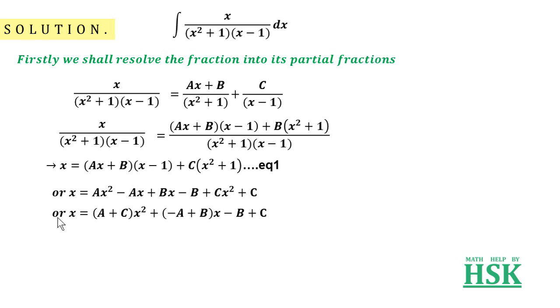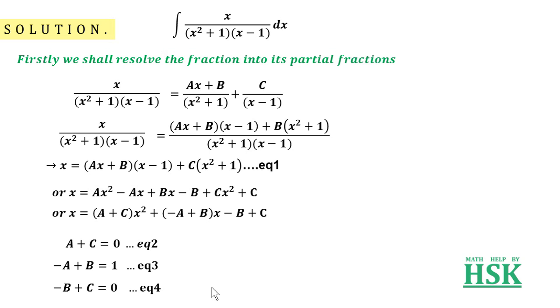Okay, now in the left hand side I have no term containing x square, right? So therefore coefficient of x square, that is a plus c, would be 0. I mark this as equation number 2. Similarly, the coefficient of x in left hand side is 1 and right hand side minus a plus b. So I'm going to write minus a plus b as equal to 1. This I mark as equation number 3. And similarly, I can write minus b plus c as equal to 0.